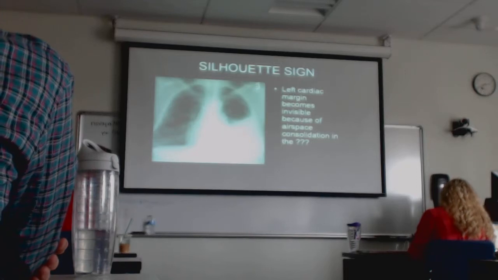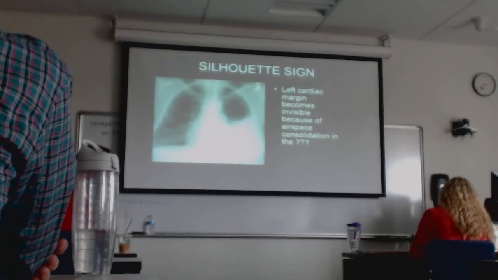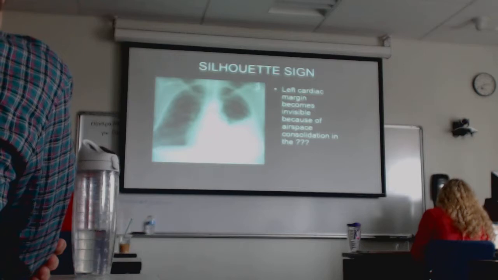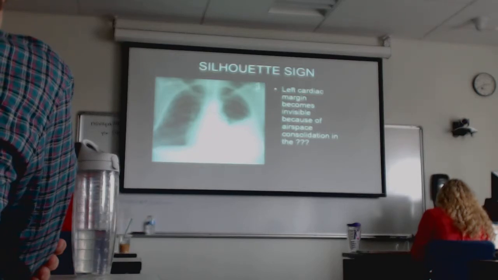So here's the silhouette sign. There is an infiltrate in the lingular segment of the left upper lobe. How do I know that it's in the lingular segment? You don't see the left heart border. I can follow this border right here. There's aerated lung here up against the aortic arch. There's aerated lung against the hilum and pulmonary artery, and then it's done. Now all I get is this big white mass.